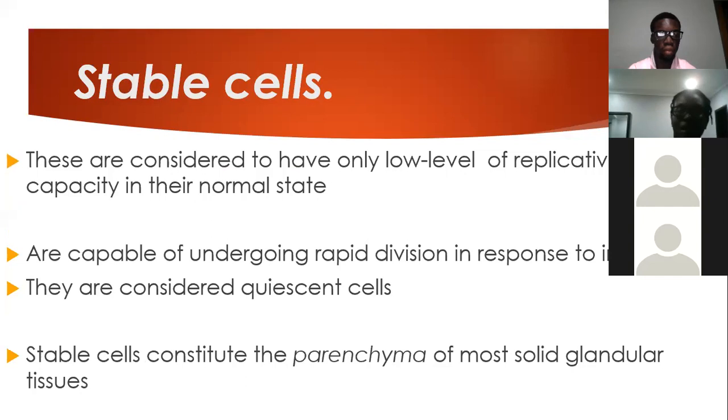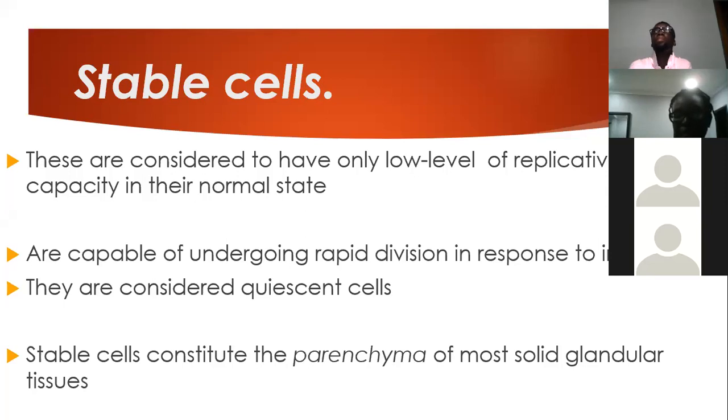Stable cells are cells which are stable. They have a very low level of replicative capacity, but they are capable of undergoing rapid cell division when there's something, like an injury. So this is like the parenchyma of most solid organs. For example, the liver.